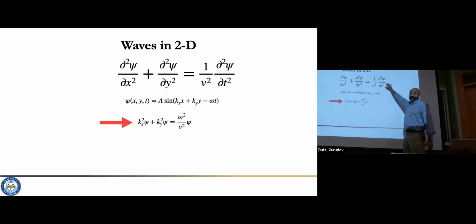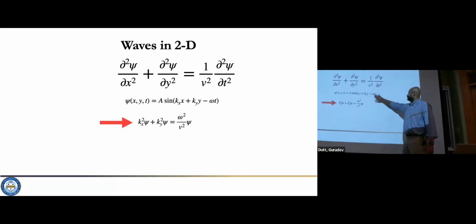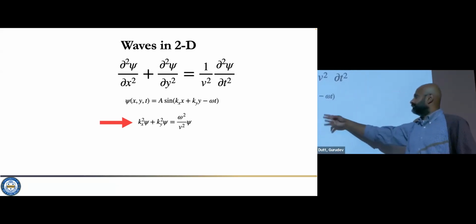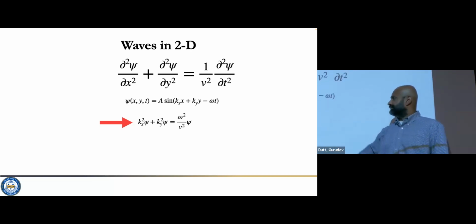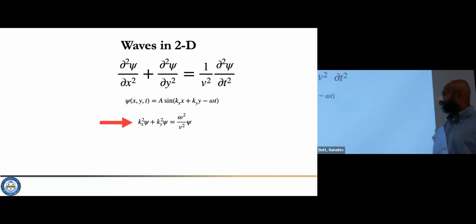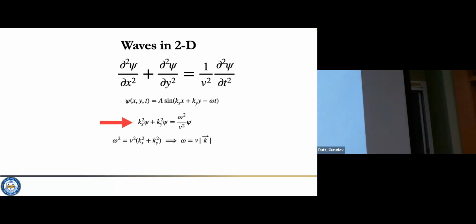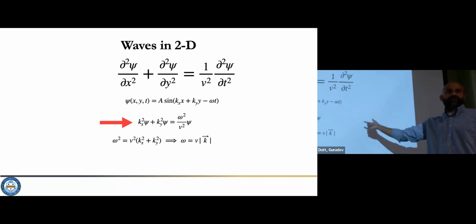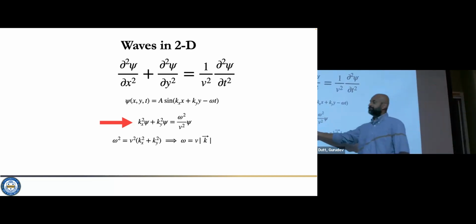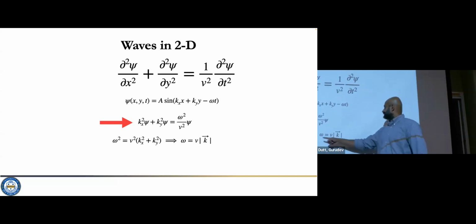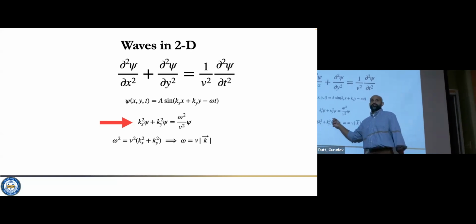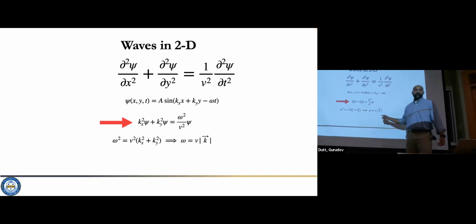Same thing on the right hand side, the second derivative of psi with respect to t will pull out the omega twice, and so you get omega squared over v squared times psi. So for this to be true for all psi, we need that omega squared equals v squared times kx squared plus ky squared. Remember, for the 1D case, we had omega equals v times k. Here we have something very similar. Omega equals v times the square root of kx squared plus ky squared.